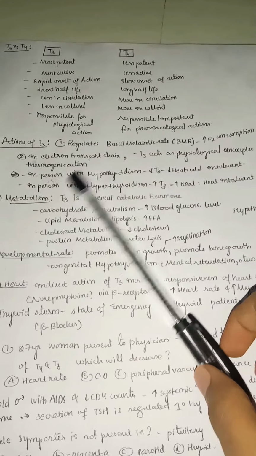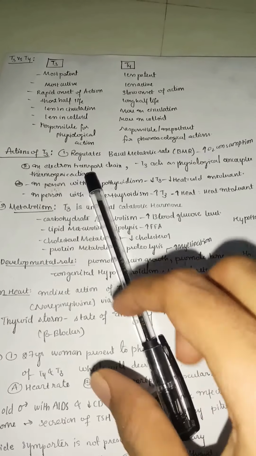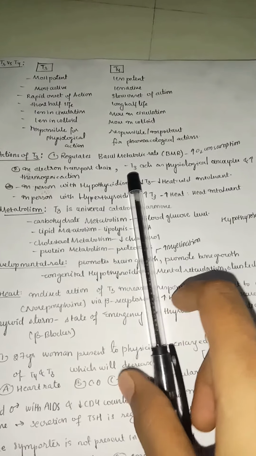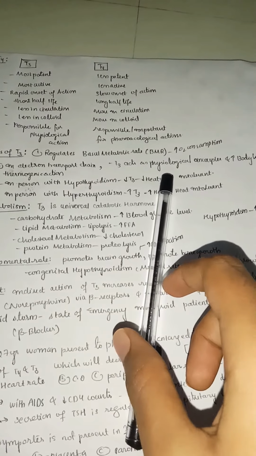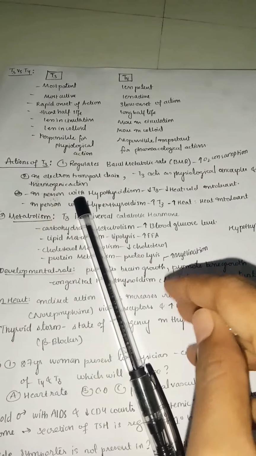T3 mainly regulates the basal metabolic rate, that is nothing but they increase oxygen consumption, and they also have a role in the electron transport chain. T3 acts as a physiological uncoupler and increases the body heat, so it is also called thermogenic action. So body heat is increased by our thyroid gland, and also basal metabolic rate is increased.